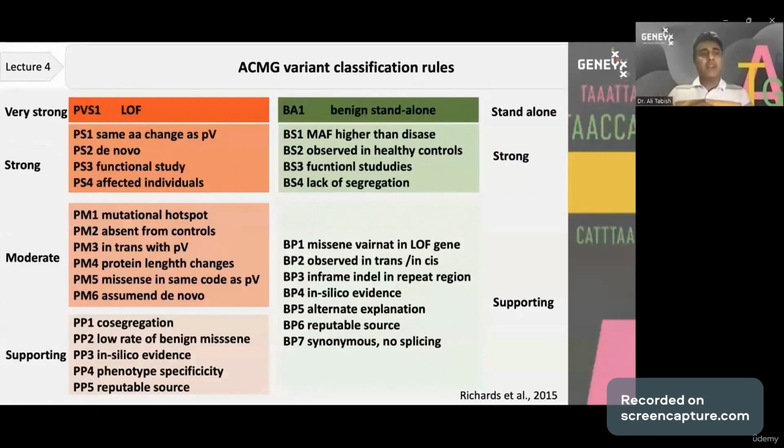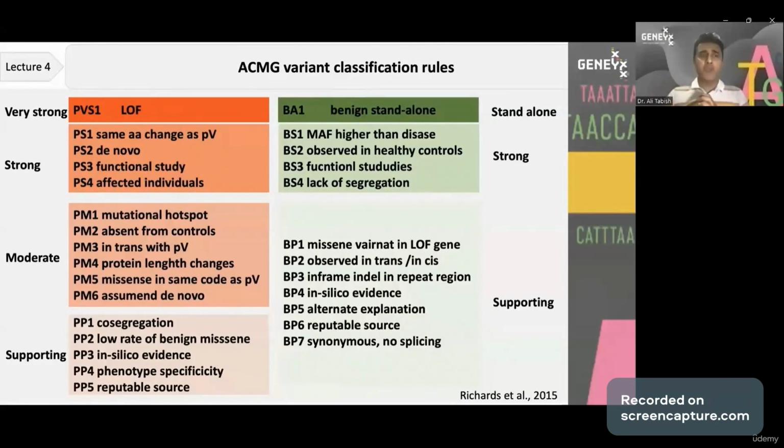So here's the complete list of the Richards ACMG guidelines. There are 16 pathogenic criteria, the ones in red and different shades of red. And then there are 12 benign criteria. The first one is PVS1, which deals with loss of function. It's a PVS, a very strong criterion. P stands for pathogenic, very strong, 1. This number doesn't give much information, but these numbers were used in the ACMG Richards paper. So PVS1 is a very strong criterion, and it deals with loss of function variants.